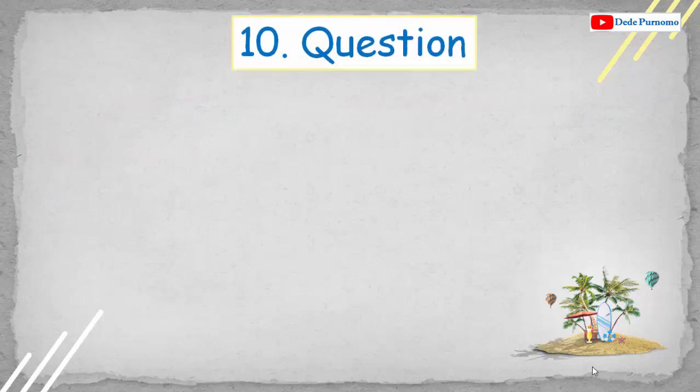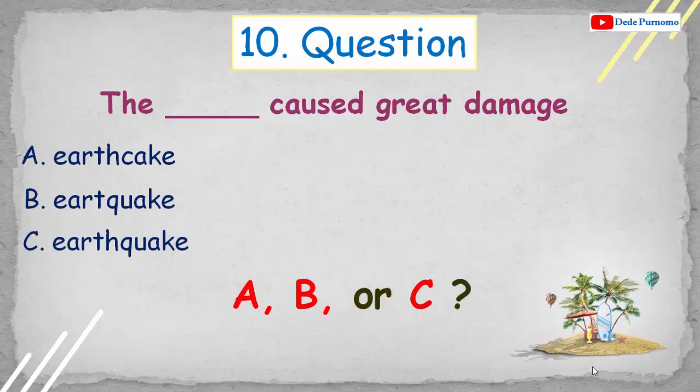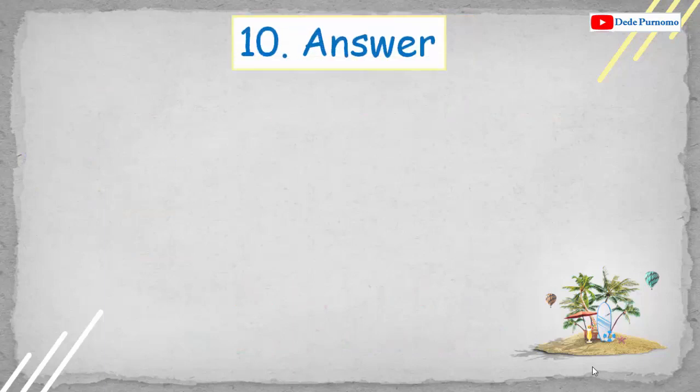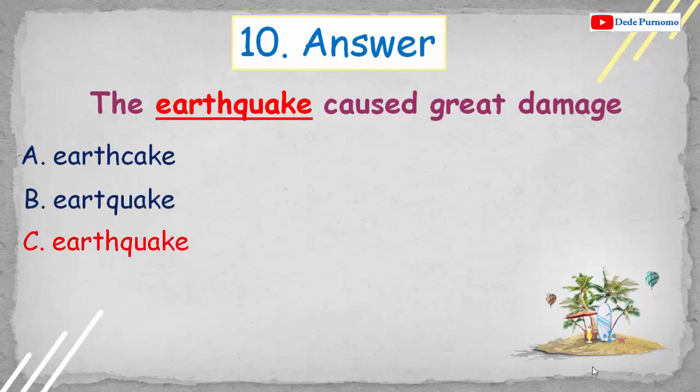Number 10. Question. A, B, or C? Answer. The earthquake caused great damage. C.